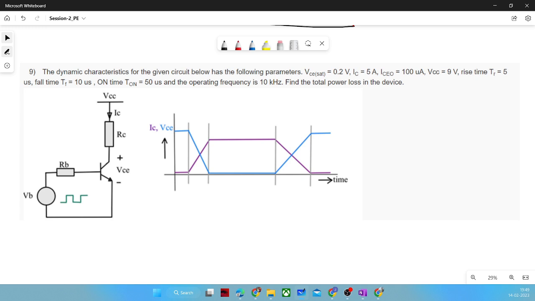For this question, ICEO you have to consider, because here it is given. So you have to consider ICEO for the off state, and off time you can easily find out by subtracting the rise time, fall time, and on time from the total time. And total time is nothing but 1 by 10 kilohertz.